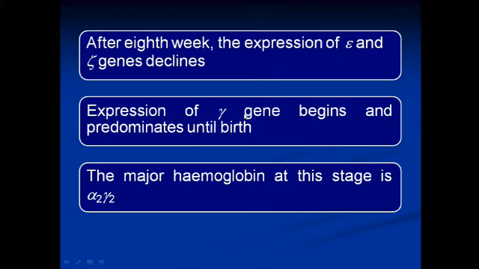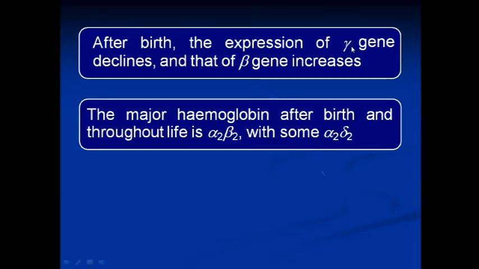Now the synthesis of the gamma gene begins, and the synthesis of epsilon and zeta genes declines. The major hemoglobin at this stage is alpha 2 gamma 2, fetal hemoglobin, containing 2 alpha and 2 gamma chains. After birth, the expression of the gamma gene declines and the synthesis of beta and delta increases. The major hemoglobin after birth is alpha 2 beta 2, with some alpha 2 delta 2.